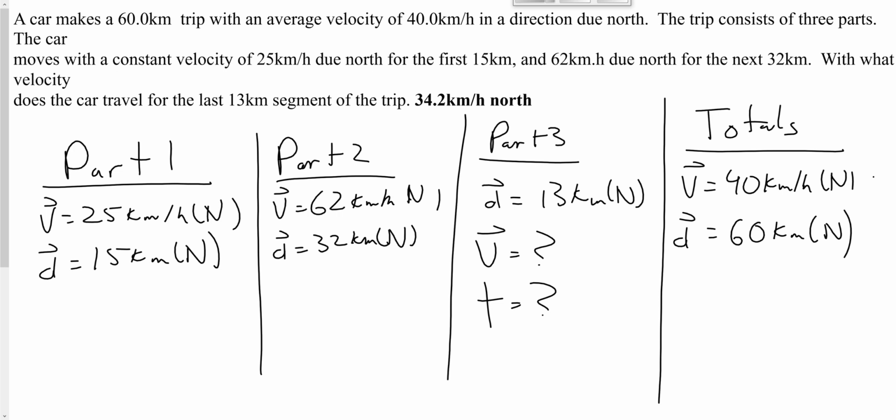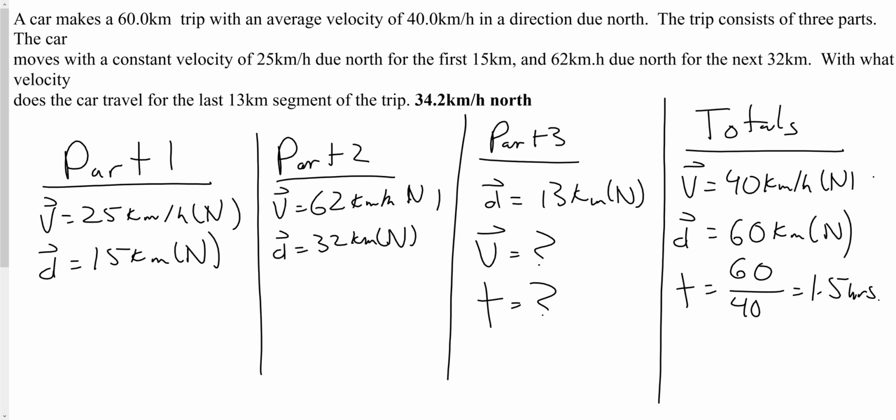So if we're going to find the speed for part 3, we need to know the time for part 3. In order to find the time for part 3, we need to know how long the whole trip takes, as well as the other two parts. Then we can subtract those, and whatever's left is how long part 3 takes. So I'm going to find the time here. That's going to be 60, that's the D, over V, 40, which is going to be 1.5 hours.